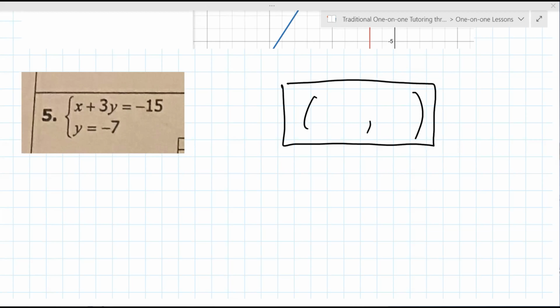X minus 3y. Here, wait. I need to restart this one. I realized I didn't set it up right. Okay. 3y minus 3. Okay, here, wait a second. 3y equals minus x minus 15. And then divide by 3.